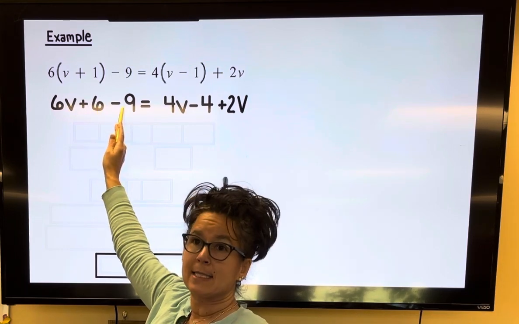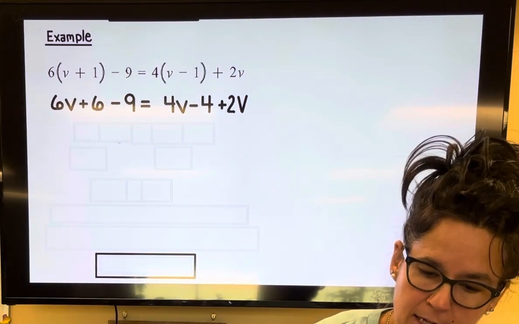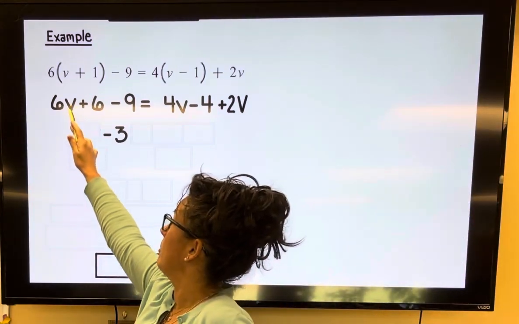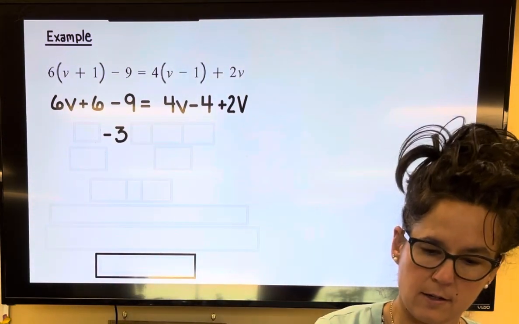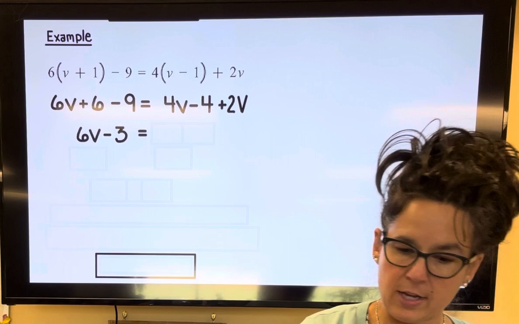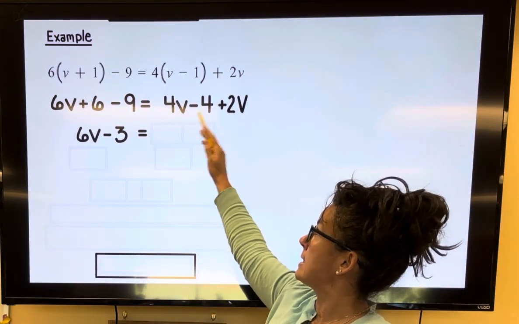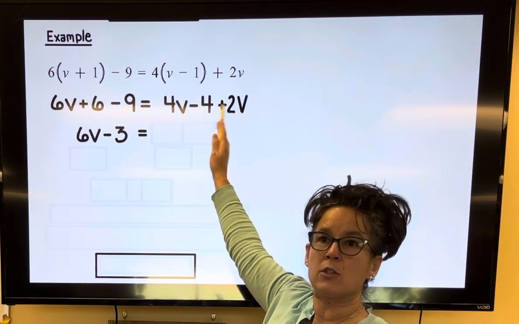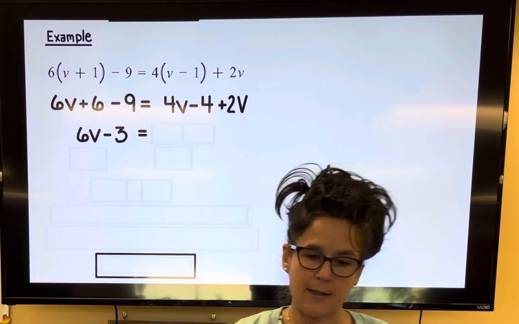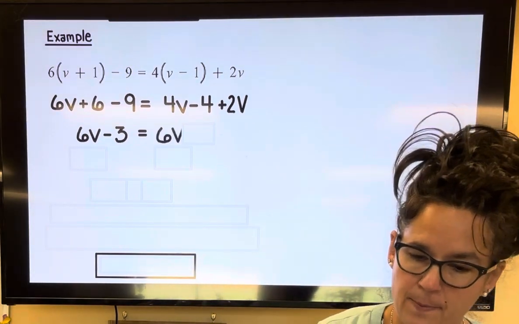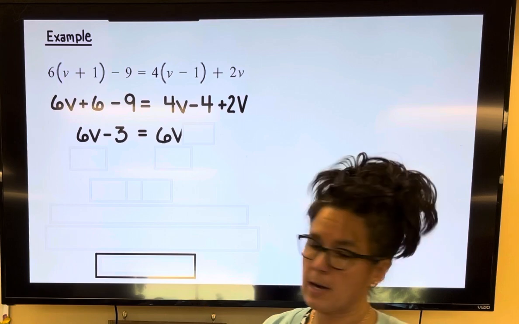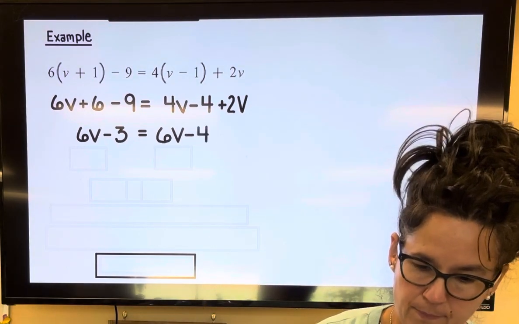So 6 minus 9 is -3. And then I'm going to bring down the 6V. Okay, let's bring down the equal sign. On the right side, we have 4V and 2V, so those can go together, and that makes 6V. And then we still have this -4.